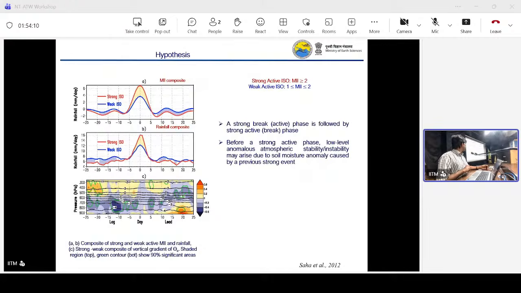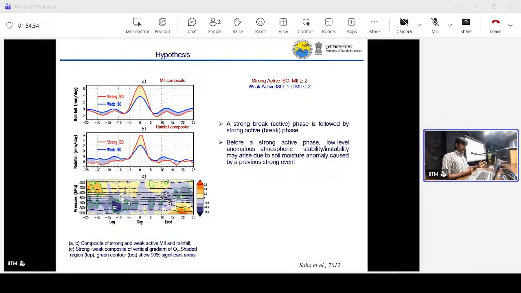This is a filtered composite, and this is the actual rain. What do you see? The strong one, of course, it is strong, it is a zero lead lag actually. So what is happening before and after? Before that, you can see that between weak ISO and strong ISO there is a significant difference in rainfall, a 95% significant difference. Even if you see the atmospheric stability, for strong ISO the atmosphere is highly unstable.